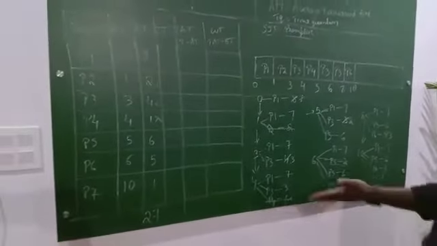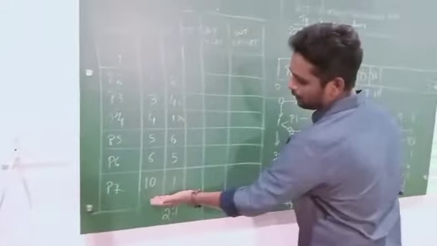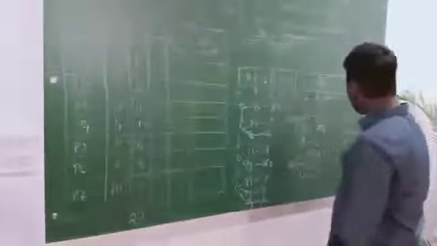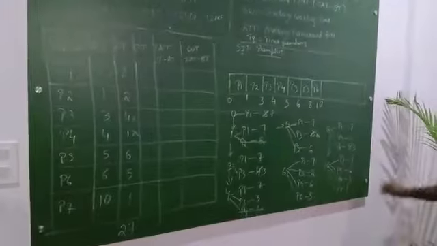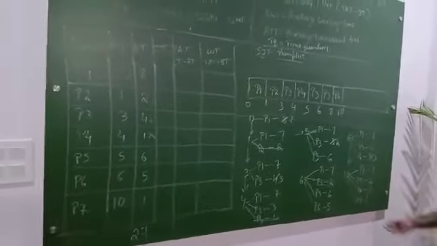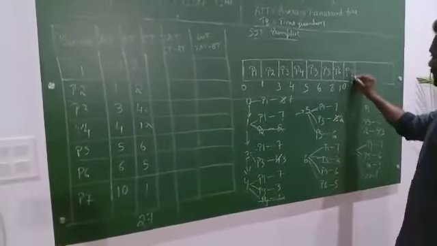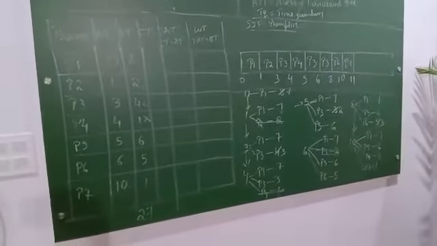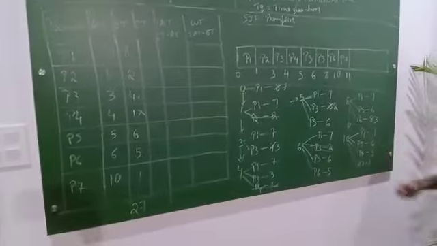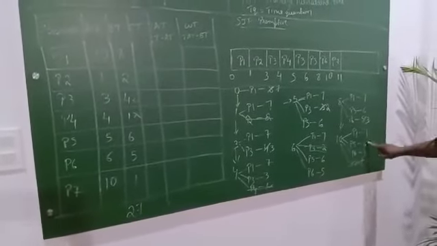7. Whenever you reach the end of your table, you go with your non-preemptive scheduling algorithm. Out of these 4, which has the shortest time? Ultimately P7, with only 1 second. So it executes for 1 second, and 10 plus 1 is 11. Done.